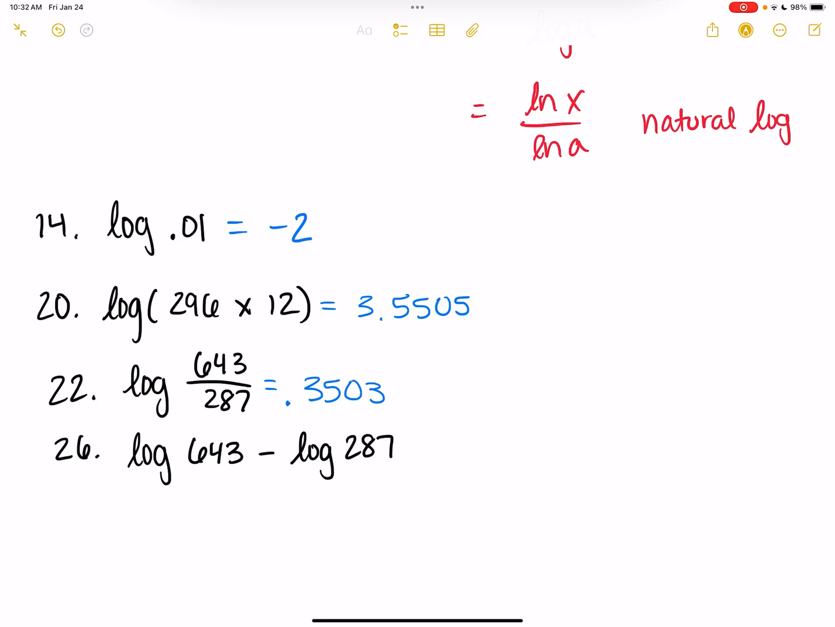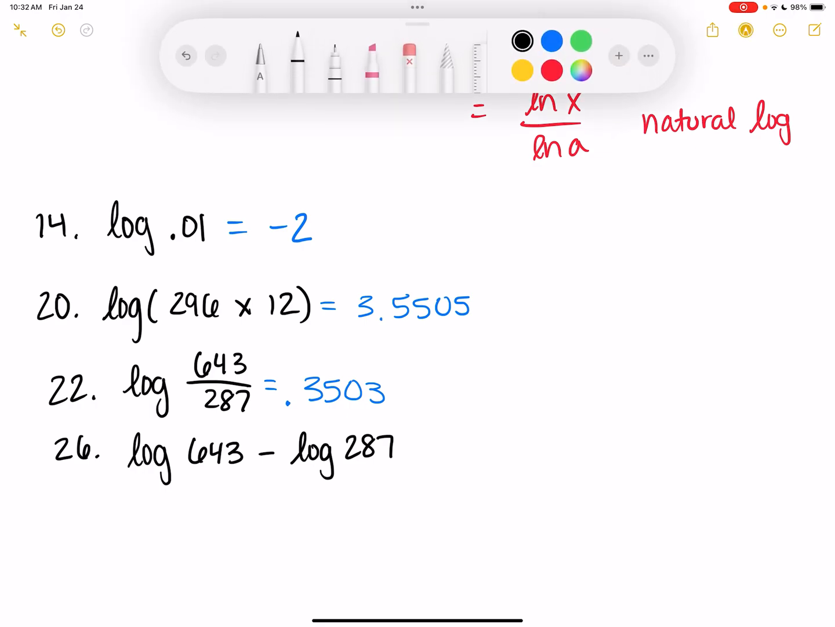What do you notice? Yep, it's the same as the other one. Do you know why? They're the same numbers? Yeah. So we have our properties of logs. Log of a quotient is equal to the difference of logs. So they just took this problem and they split it, and that gave us this one. And we could have had a similar thing here with 20 if we had the log of 296 plus the log of 12, and we would have gotten the same answer for that one as well. So this one happens to be the same thing here. So we've got 0.3503.